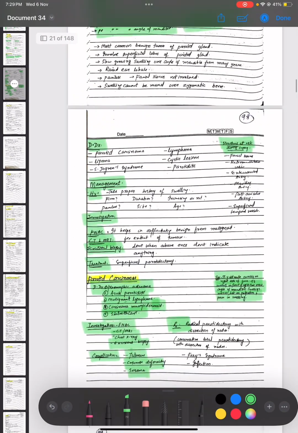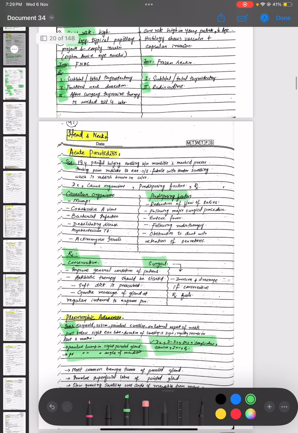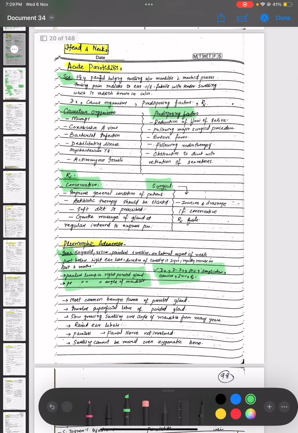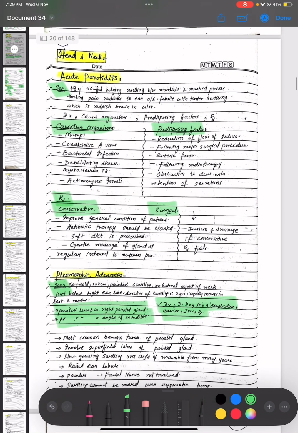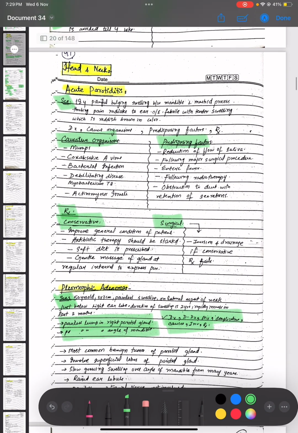So, we have studied the head and neck. In head and neck, we studied the acute parotiditis. What is the scenario for acute parotiditis, what are the causes and organisms, and what are the predisposing factors? Then we discussed the treatment options, that is conservative and surgical.